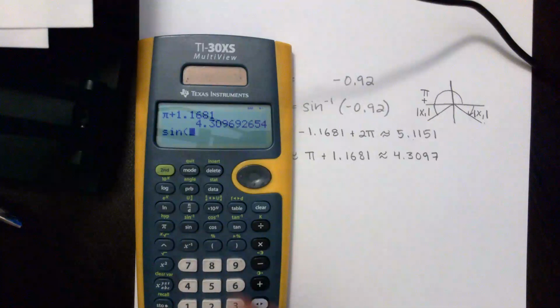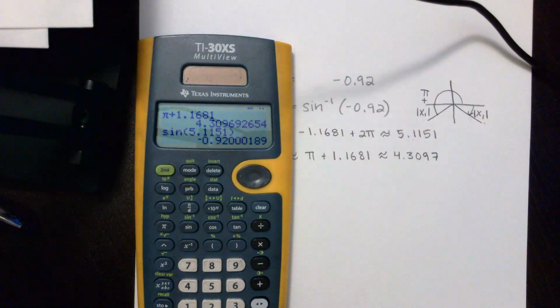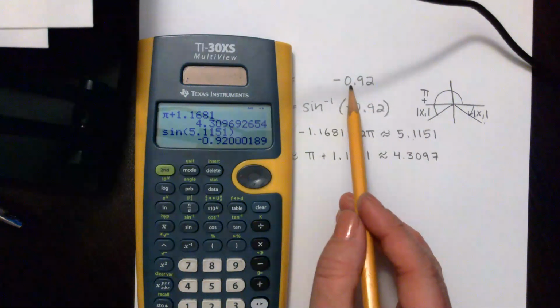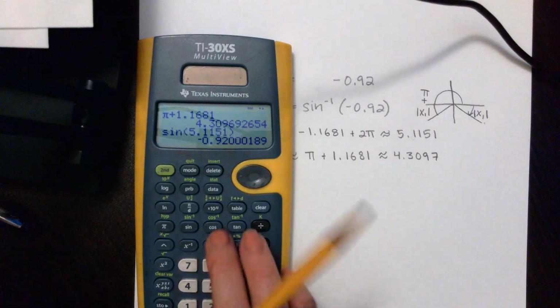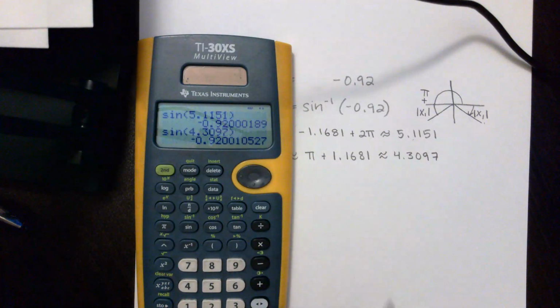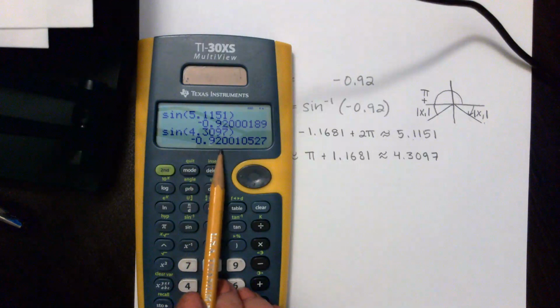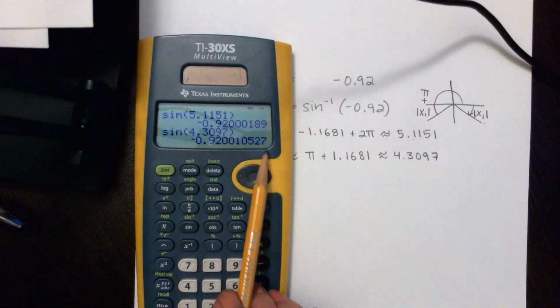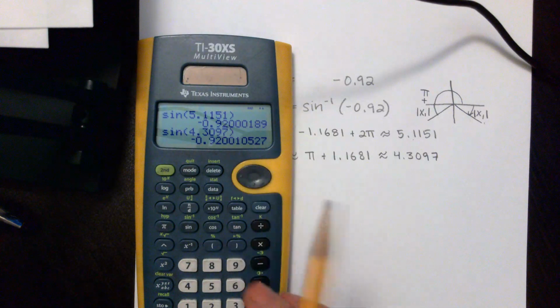If we do the sine of 5.1151, I get that it's about negative 0.92, which is what I was looking for. And if I do the sine of 4.3097, I also get that it's about negative 0.92. Okay, again, a little bit off because we did do some rounding, but that's some pretty good evidence that we have the correct answer.